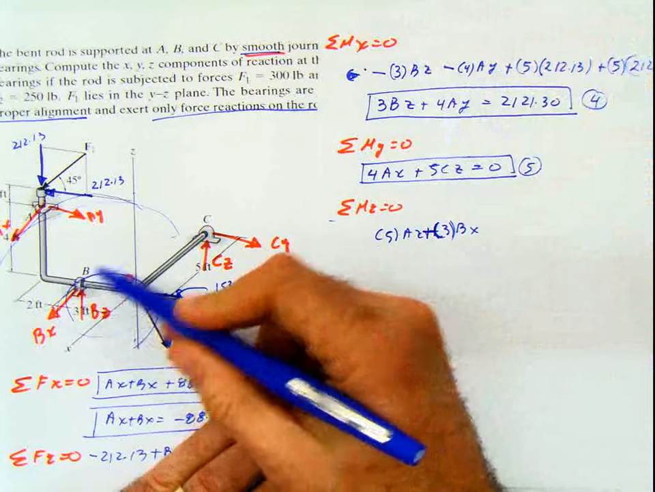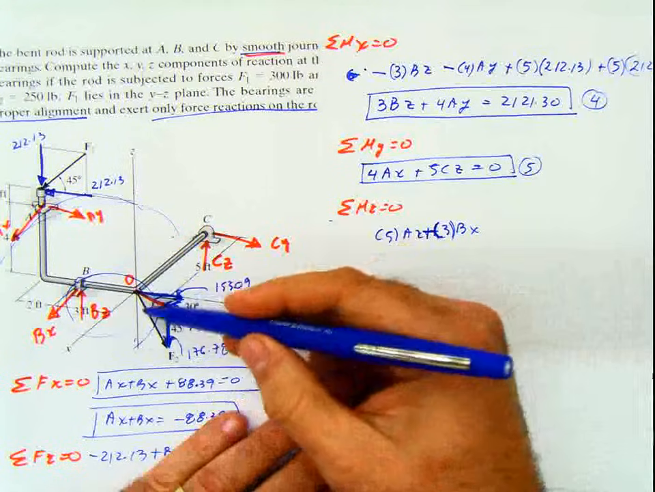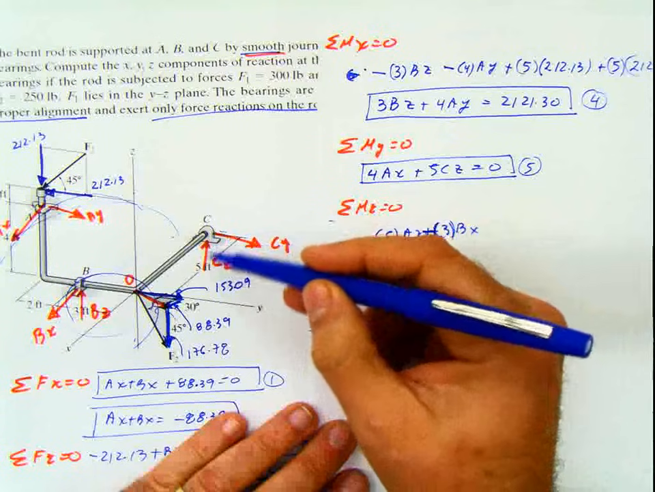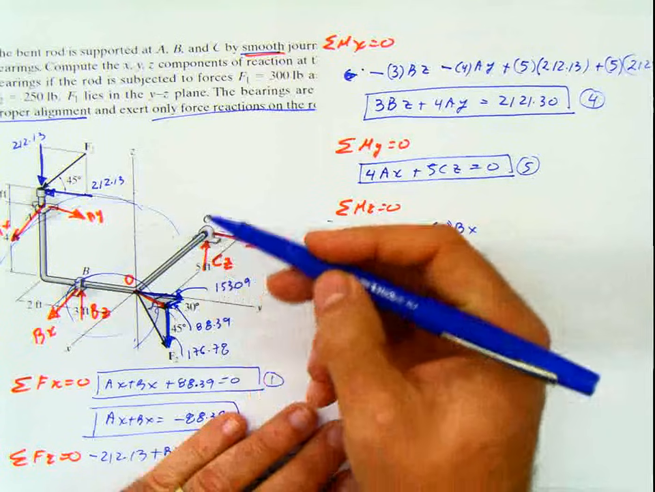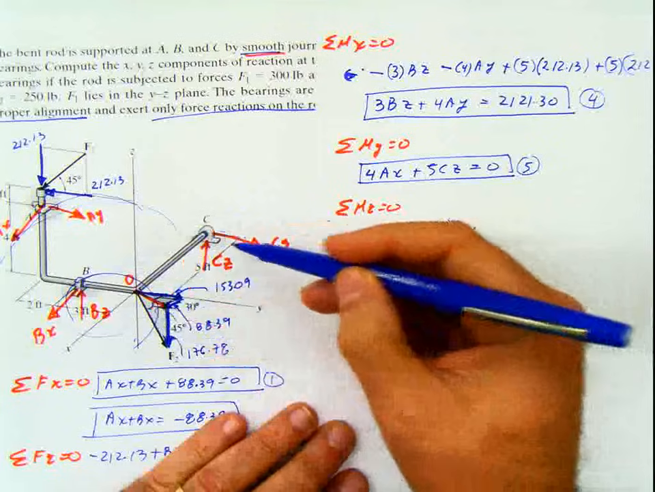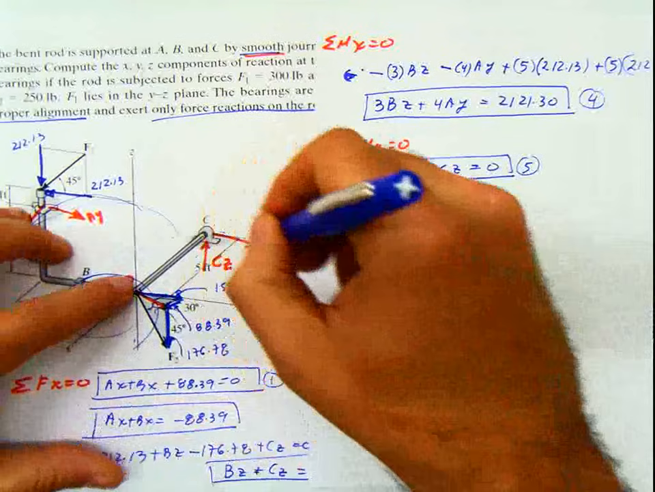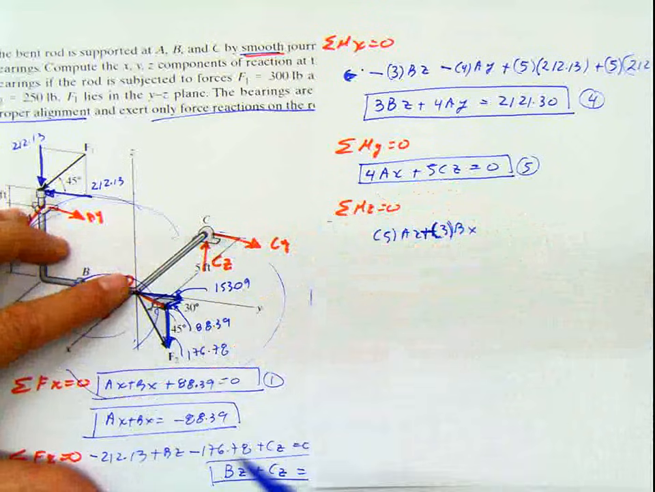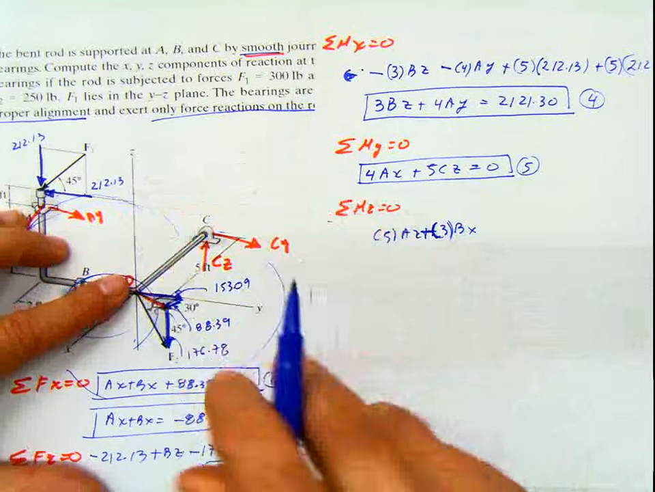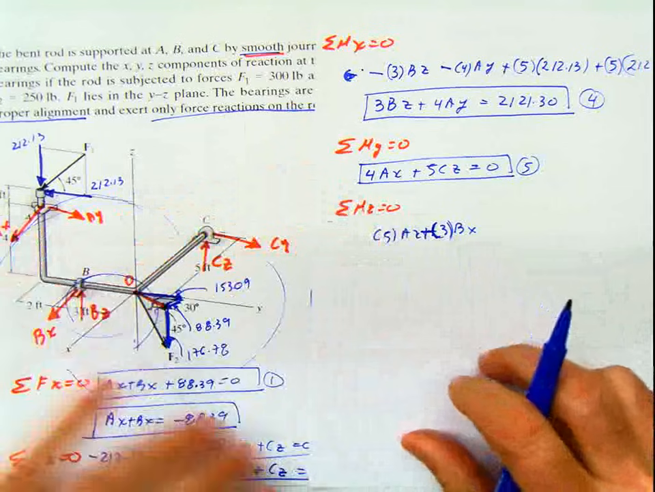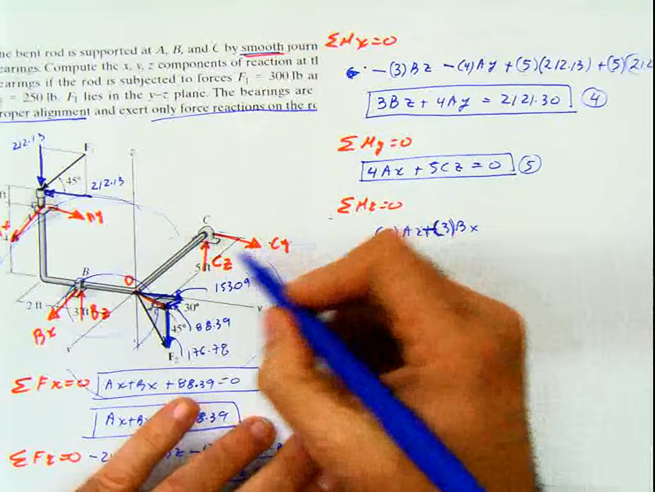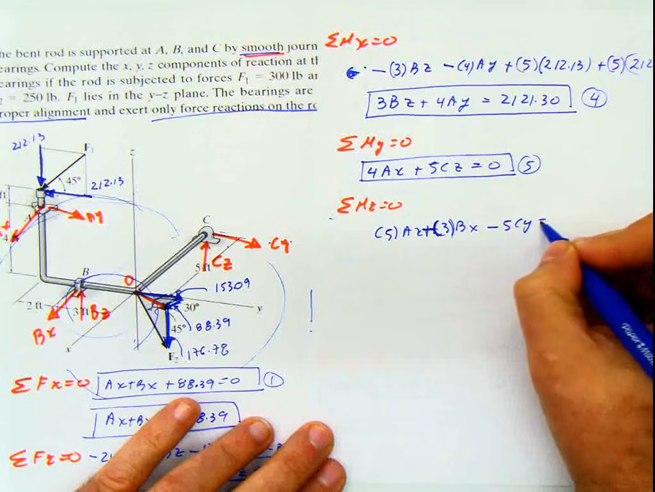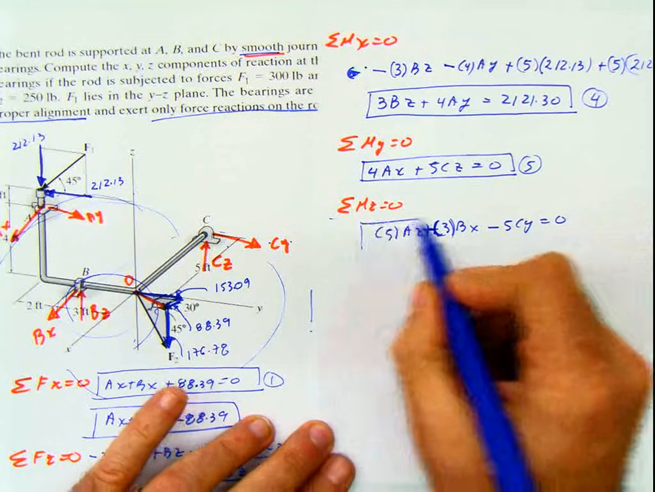This force produces about x. None of these three forces produces. This force here, CZ, produces about y. This force here, CY, is going to produce a rotation in this direction, and that rotation is about c, and it's a negative rotation. CY is a force, distance is 5. And this is my equation number 6.